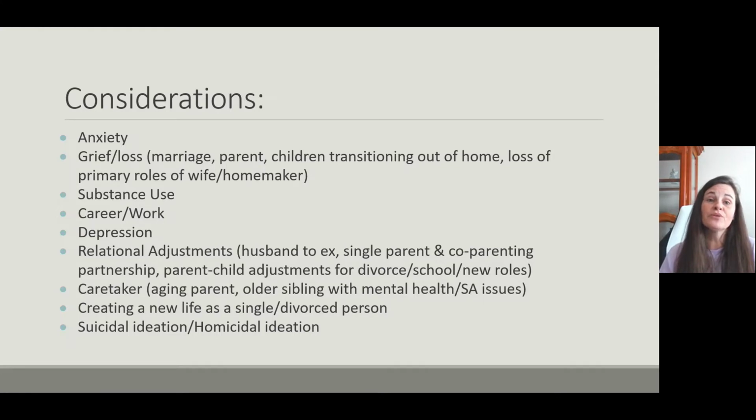There's some grief or loss, like her marriage is ending. She lost a parent within the past year. She's got children transitioning out of the home. There's loss of her primary roles as a wife, as a homemaker. And not even to mention that there may be some other issues of loss that may be occurring there as well. But there's a lot that you could just easily list off there.